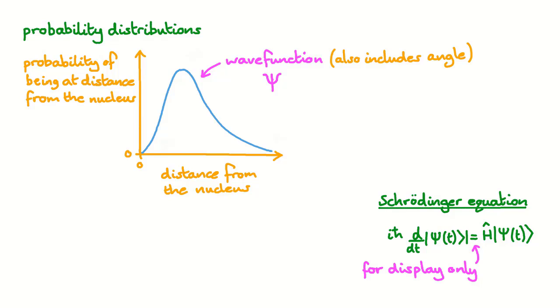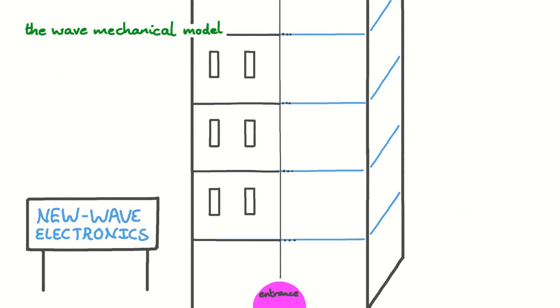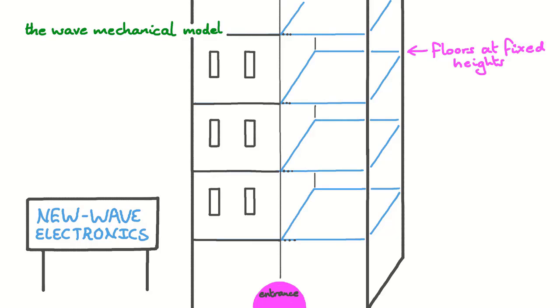What is important is that this approach to probability and electron waves allowed for prediction of how systems behave with multiple electrons. It also allowed us to understand how electrons behave when they come together in chemical bonds. We can think of the wave mechanical model like a building. The floors of the building are at fixed heights, just like the energy levels in an atom.